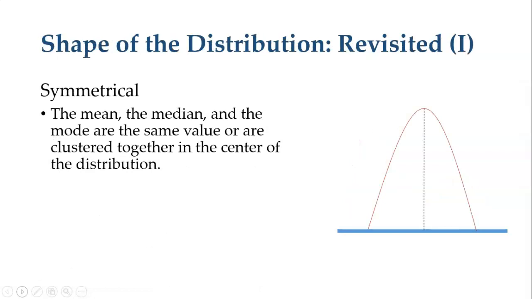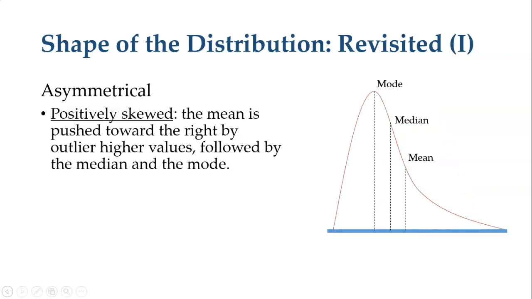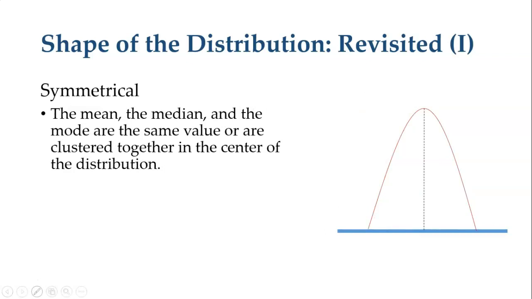Okay, so let's revisit this idea of the shape of the distribution. The shape of the distribution is perfectly symmetrical when the mean, the median, and the mode are the same value, right? Or they are clustered together very close to the center of the distribution, okay?